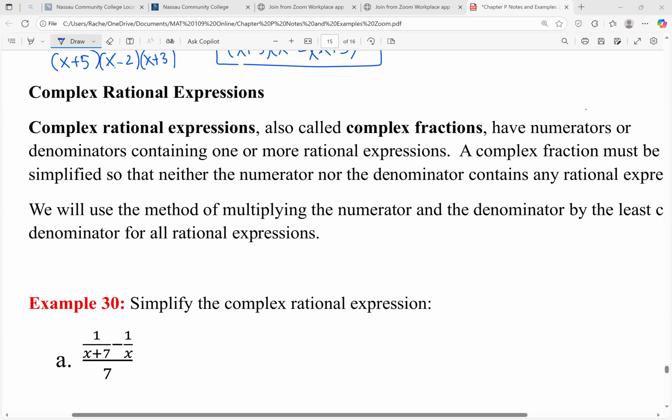In this lecture, we're going to cover complex rational expressions, and this is going to finish up chapter P. And in the next lesson, we'll start chapter 1. So what is a complex rational expression? Another name for it is a complex fraction. And really, the way I think about it is, it's a fraction that contains fractions in either the numerator, denominator, or both. So for example, let me hop over to the whiteboard for a minute.